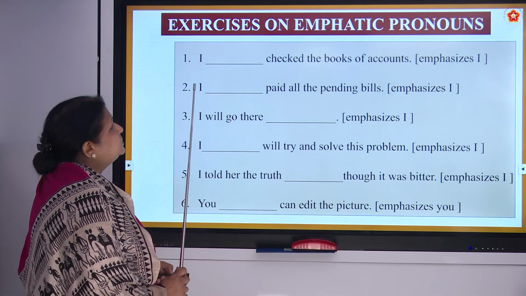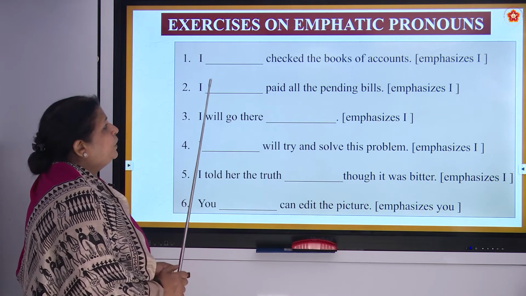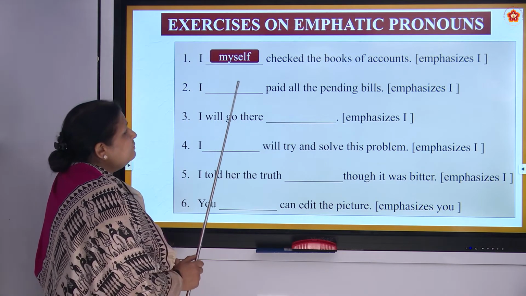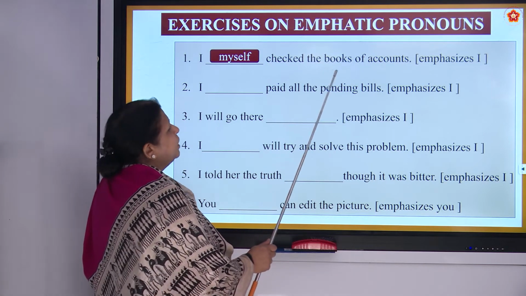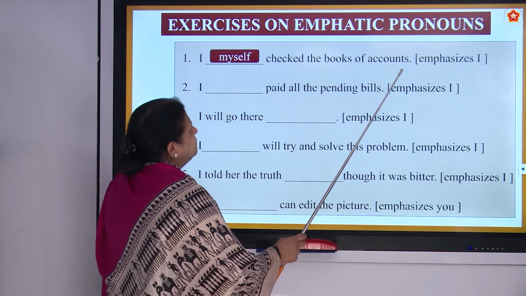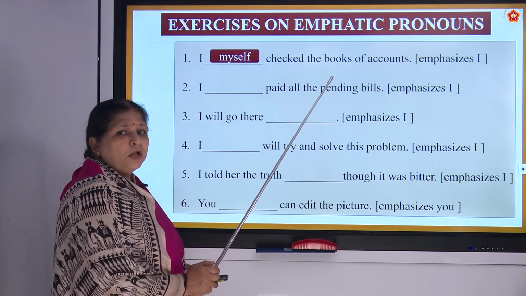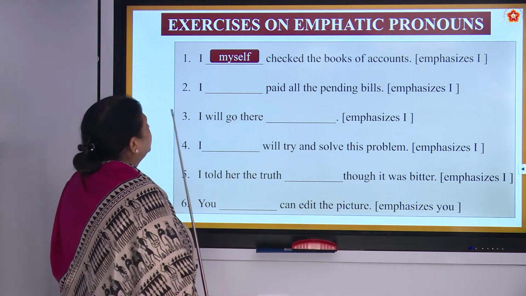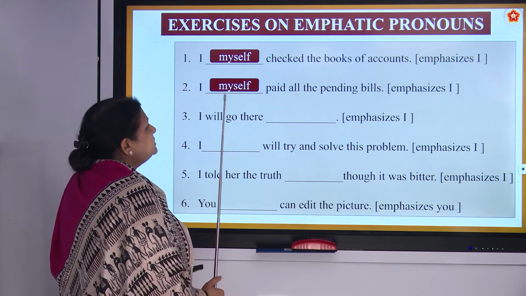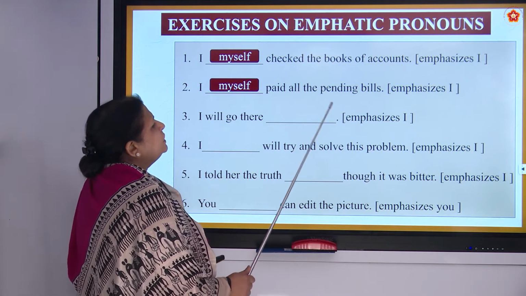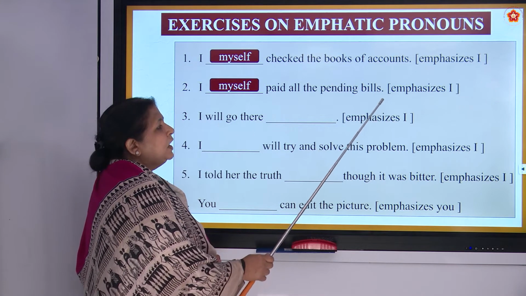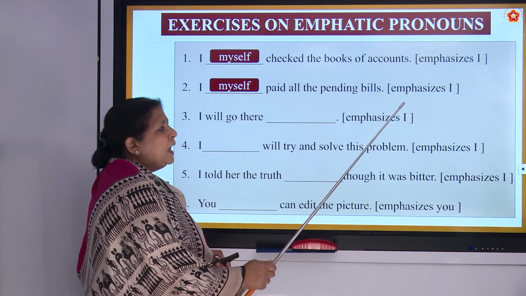So, now let us do some exercises on emphatic pronouns. Okay, I myself check the books of the accounts. Emphasis on I. Yeah, it emphasizes on I. I myself paid all the pending bills. So, again it is emphasizing on I.